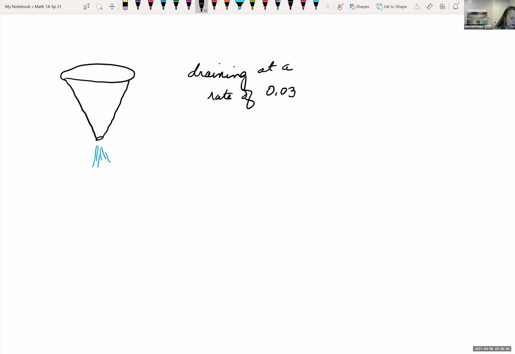0.03 cubic feet per second. It tells us what the height of the funnel is. The height of the funnel is 2 feet. So we're given that this height is 2 feet. And it's given this radius at the top of the funnel. And the radius is given that it is 1 foot.